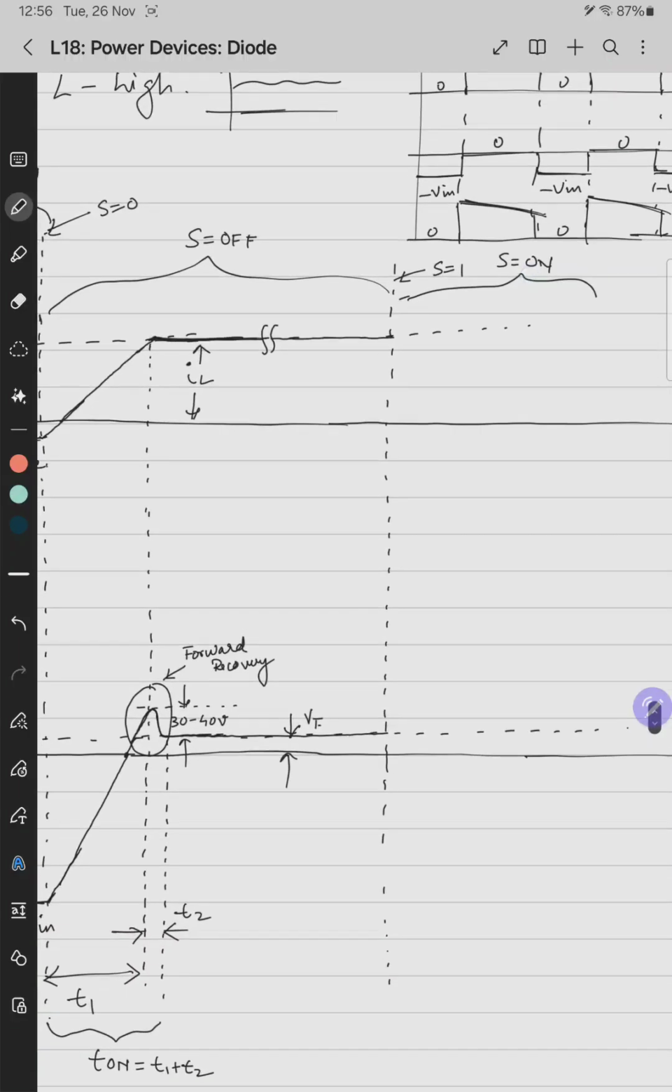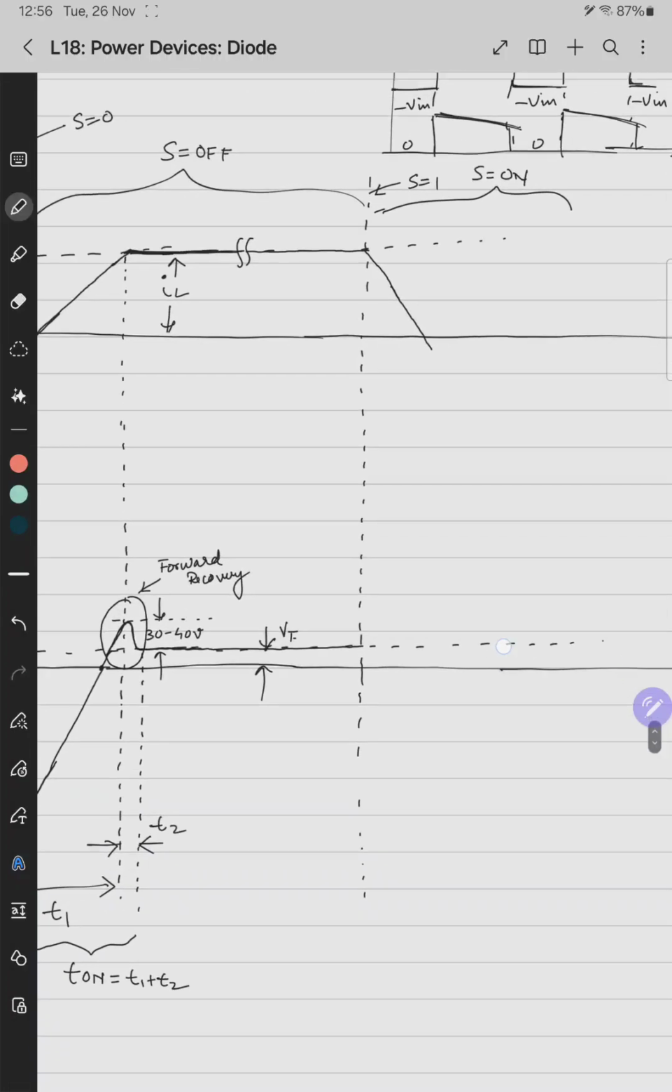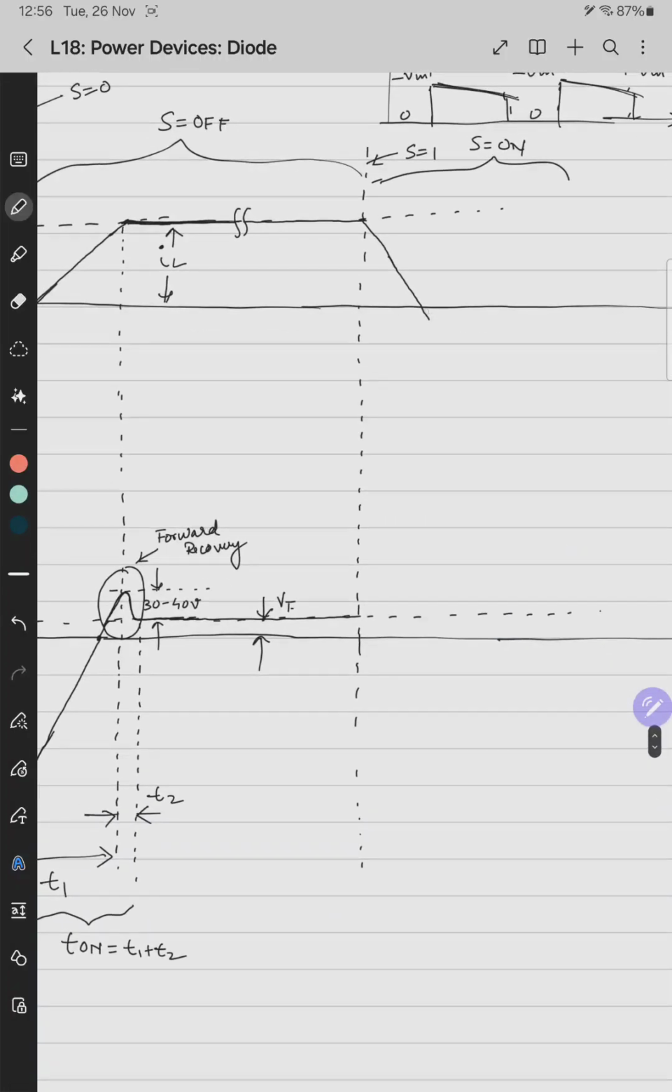So now the other steady state should be reached. There is a command to turn on the switch, which means the diode has to turn off, so the current has to fall. Here the current falls like this. It falls linearly and crosses zero. The moment the current crosses the zero axis, what people observed is that the voltage is unaffected, which means there is a delay in the voltage.